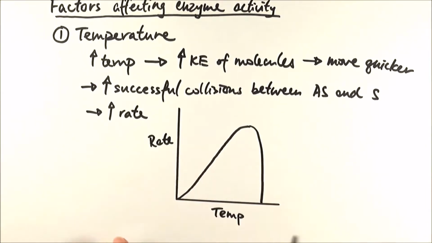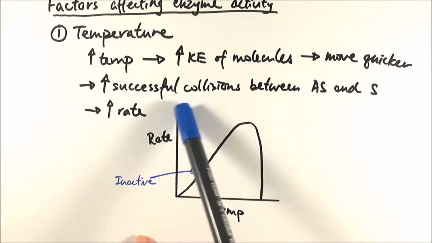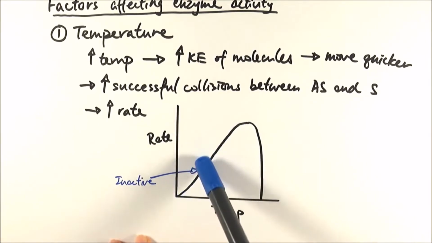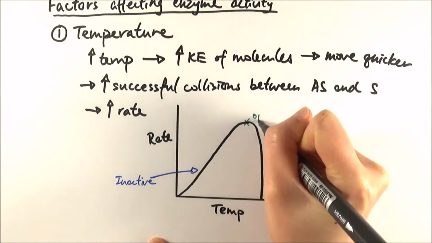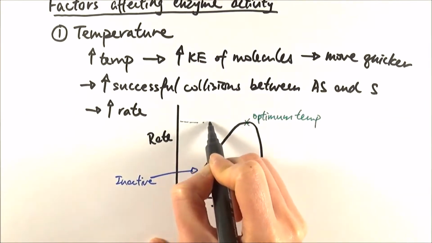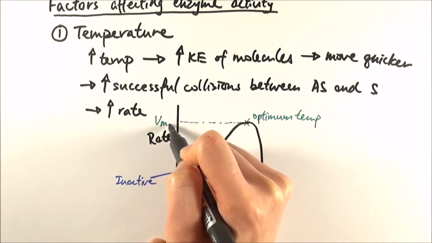It's important to make sure that you get the terms right. When there is a very low temperature, we say that the enzymes are inactive. What that means is that both the enzyme and the substrate don't have a lot of kinetic energy, so they're moving very slowly, and therefore there will be fewer collisions happening, so the rate is quite low. We get to our optimum temperature, which is the best part because everything's just happening very quickly. So we say that we reach a maximum rate of reaction, and we call that Vmax.